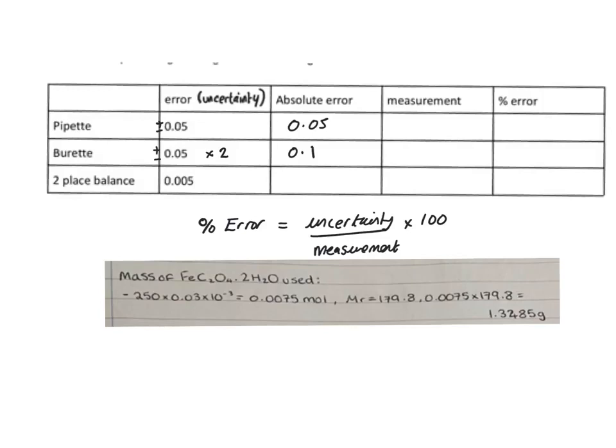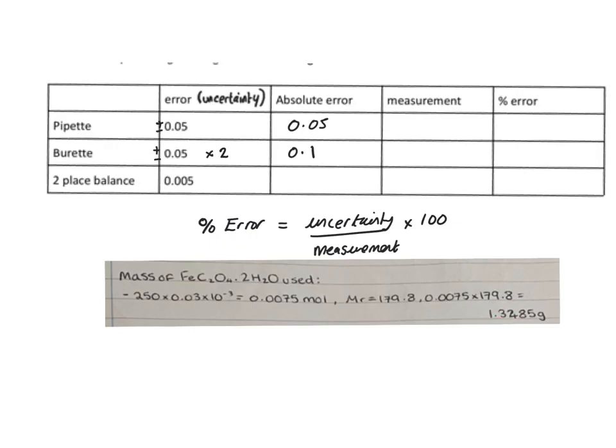You had to calculate the mass that the technician would have weighed out, and you needed to make up a 0.03 molar solution in 250 centimetres cubed. So this is the concentration times the volume in dm cubed, and that gave you 0.0075 moles. To get the mass, you times that by the Mr of the iron(II) ethanedioate dihydrate, which you should have got as 179.8, times the number of moles. So the technician calculated that they would have weighed out 1.34.